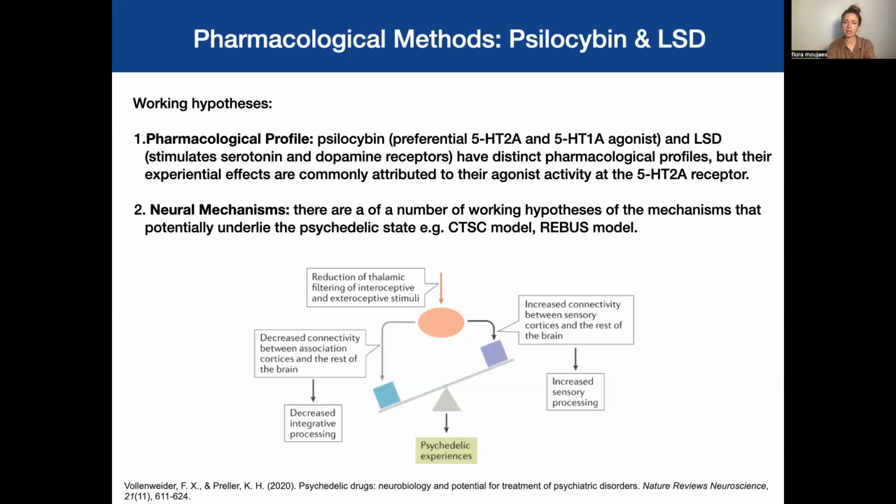Another prominent model is the REBUS model, which states that psychedelics exert their effects via an increase of sensory bottom-up information flow and relaxed priors. There are also other models, and these models are not necessarily always conflicting. They may be complementary. We just don't know yet.